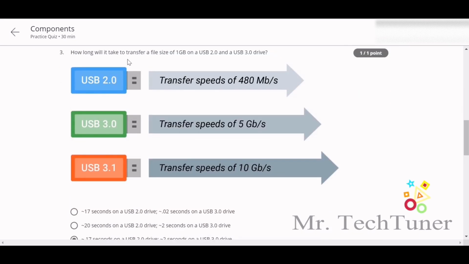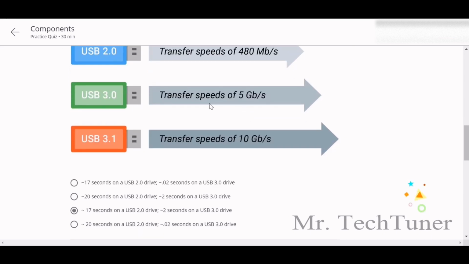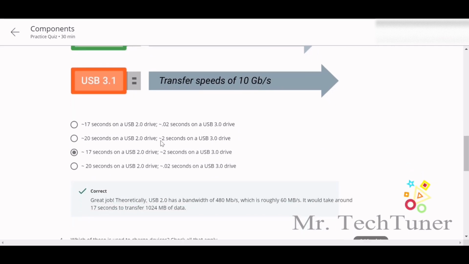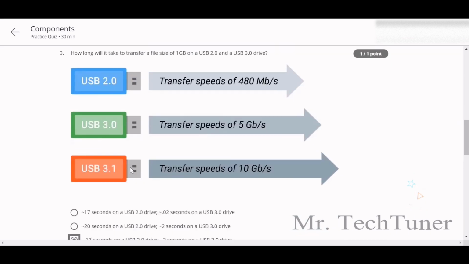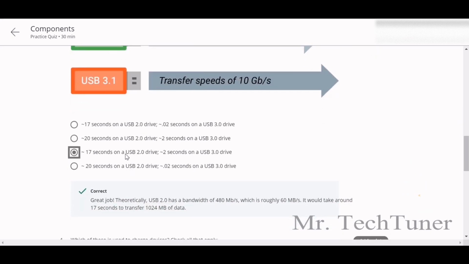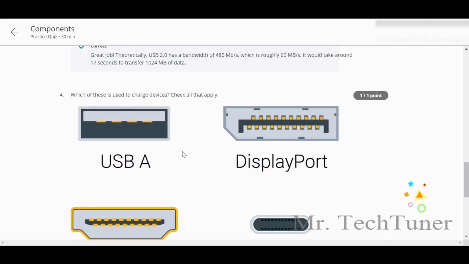How long will it take to transfer a file of 1 gigabyte on a USB 2 and USB 3 drive? You can see USB type 2 has a transfer rate of 480 megabits per second, and USB 3 has transfer speeds of 5 gigabits per second and 10 gigabits per second. So the answer will be 17 seconds. It will take 17 seconds to transfer 1 gigabyte of file via USB 2 and 2 seconds via USB 3.